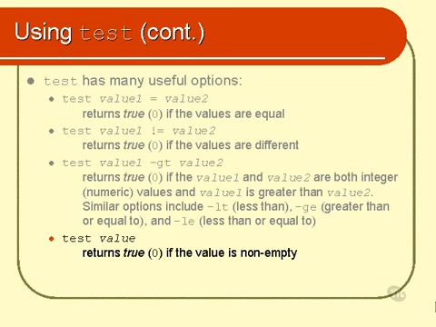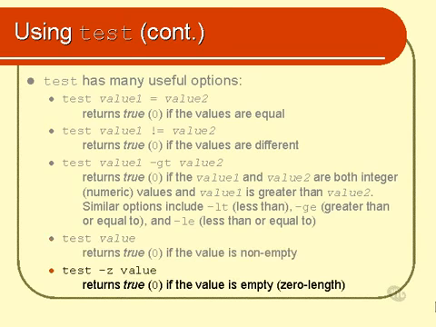Now, there is an opposite test for that as well, test minus Z. Z stands for 0, and this will actually return true if the value is empty. It is of 0 length. So those are a bunch of options for testing the values of variables and comparing one variable to another.